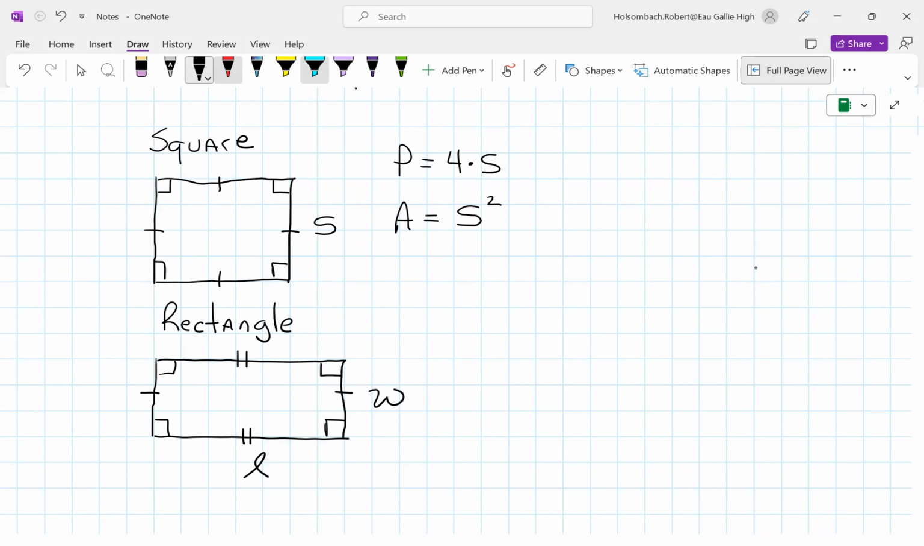So the perimeter of a rectangle is equal to, you can add the 4 sides together, but a cleaner formula for finding the perimeter of a rectangle is take 2 times the length and add it to 2 times the width. 2 times the length plus 2 times the width will give you the perimeter. And then to find the area of a rectangle, we multiply the length times the width.